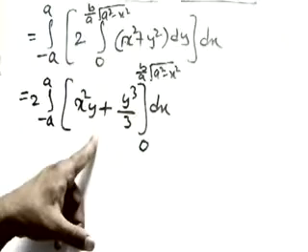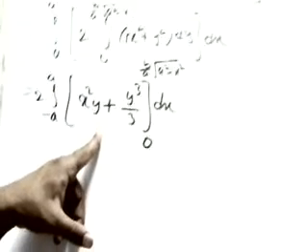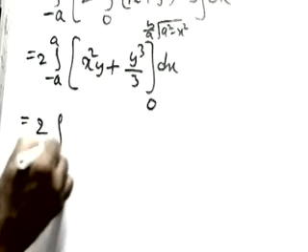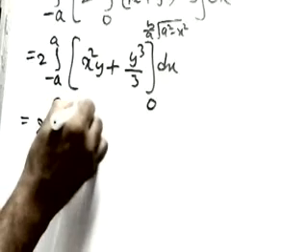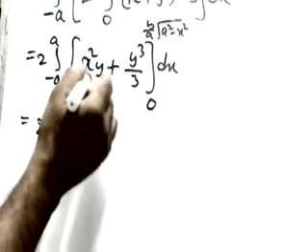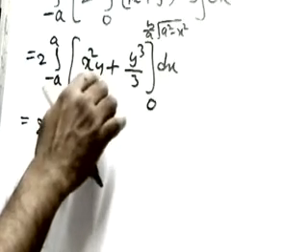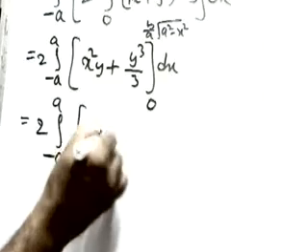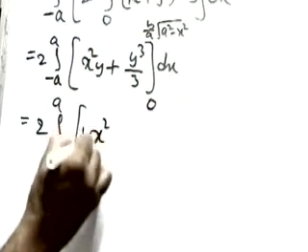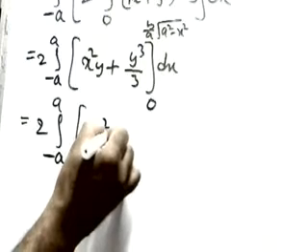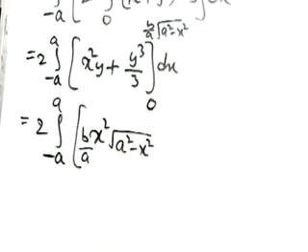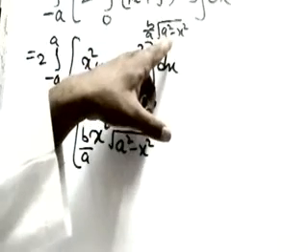Now we have to substitute this value here. Let me take y common, then substitute. I am first taking y common. See here, 2 into integration from minus a to a. Let me substitute x square into y. So the y value is b by a into under root of a square minus x square.